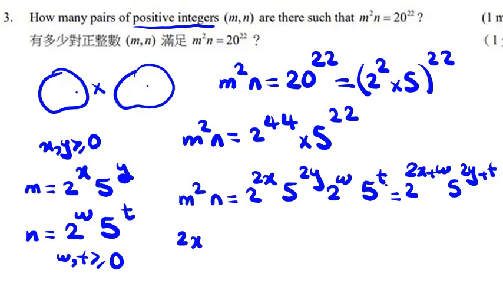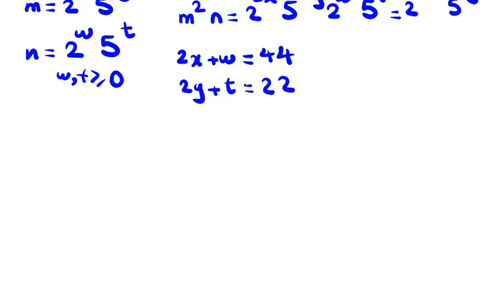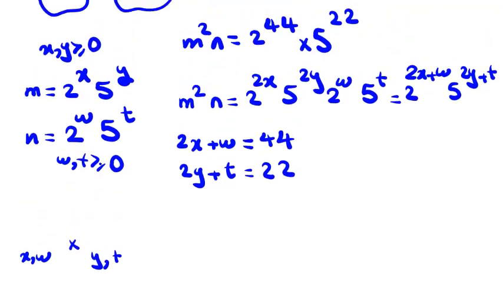Now we can say 2x plus w, the power of 2 on the left-hand side, equals the power of 2 on the right-hand side, 44. And if we consider the power of 5 from both sides, 2y plus t equals 22. Now we should find all answers of this because these two things are not related. You calculate the number of answers for x and w, and then after that you multiply it by the number of answers for y and t. That was the idea I told you here.